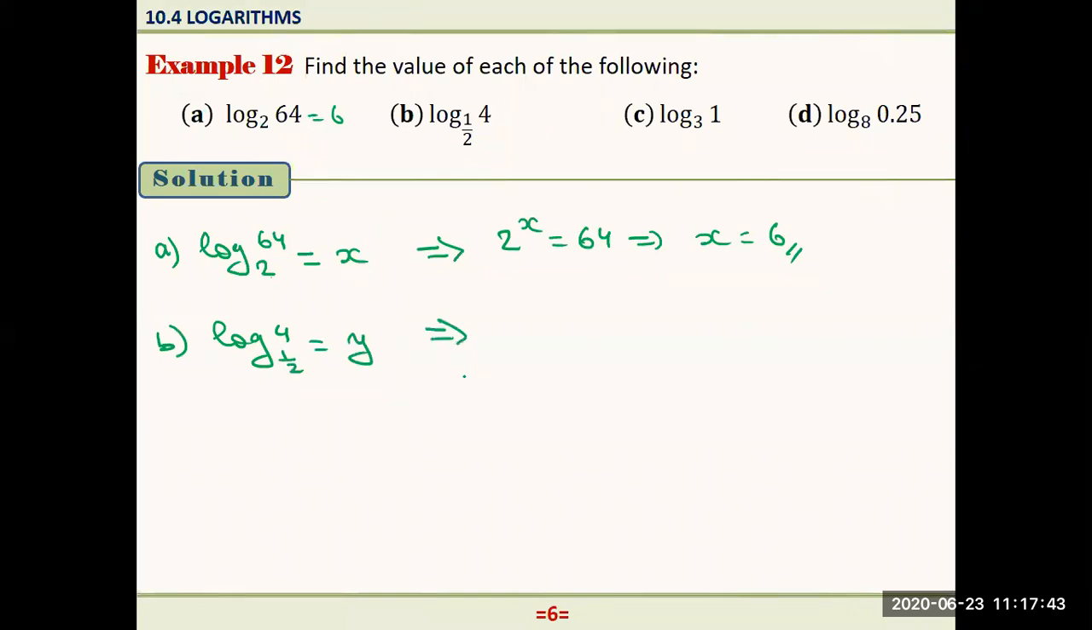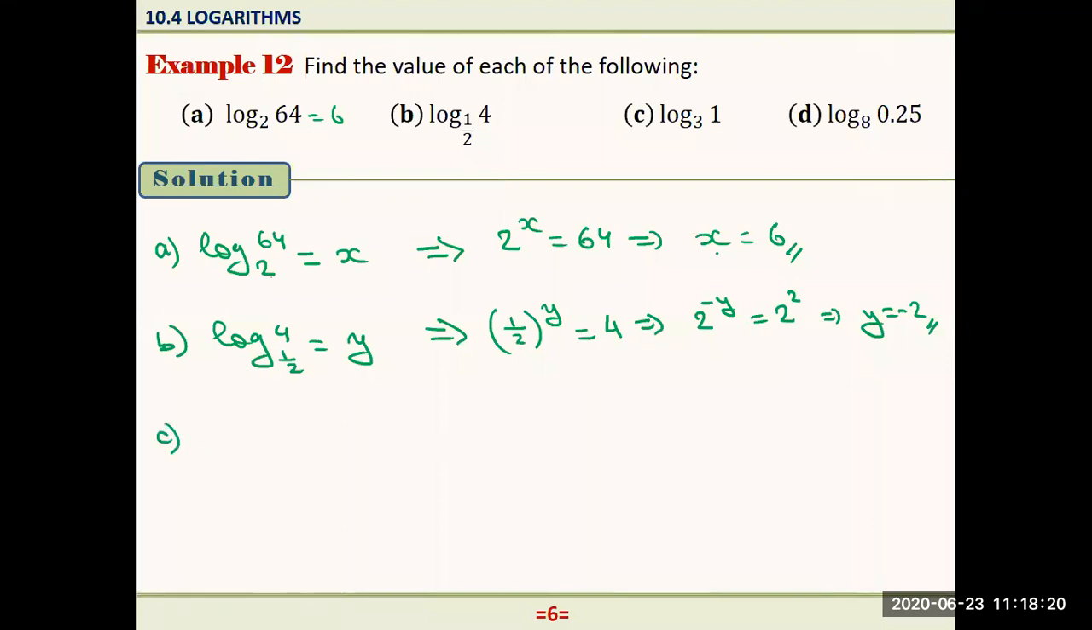And using the definition, that is the same thing as this base, right? Base 1 over 2, exponent y, is equal to what we have here. Here we have 4, right? Now from here, 1 over 2 is 2 to the power negative 1. Negative 1 times y is negative y. On the right hand side, we have 2 squared. So what is y? Y is equal to negative 2, because negative 1 times negative 2 is equal to 2, right?